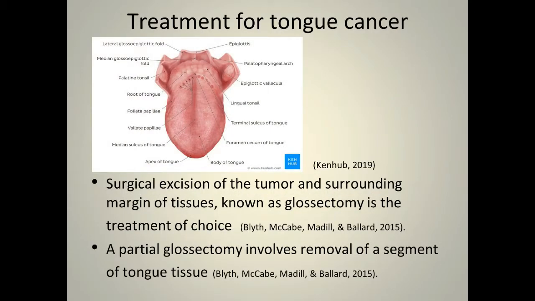The treatment of choice for oral tongue cancer is surgical excision of the tumor and the surrounding margin of tissue, known as glossectomy. A partial glossectomy involves removal of a segment of the tongue tissue, and in this article refers to removal of tissue within the anterior 2/3 tongue and not the tongue base, which is within the oropharyngeal area.